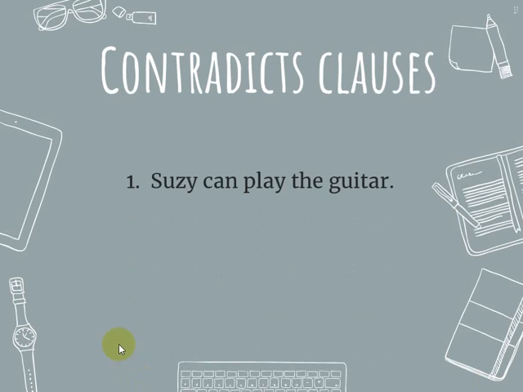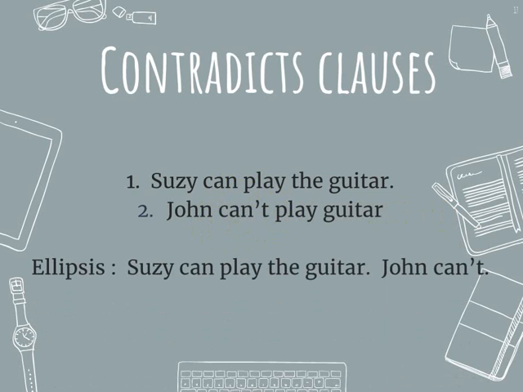For example, the first sentence, Susie can play the guitar. This is a positive sentence, right? And the second sentence, John can't play guitar. The second sentence is a negative sentence. You can see the not here, or the negative part here. So we cannot make an agreement from these sentences. What can we do? We use contradiction. And the ellipsis is, Susie can play the guitar, John can't.